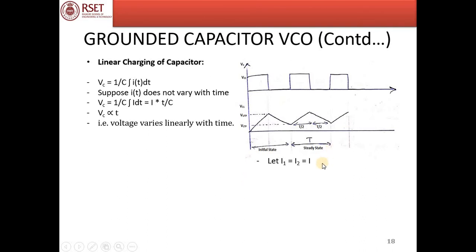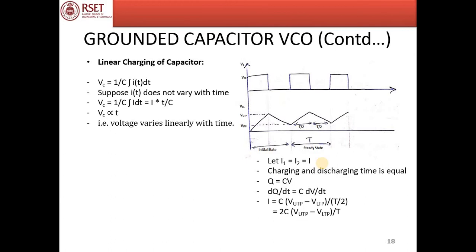So let I1 equal to I2 equal to I. We know the charging and discharging time is equal. For a capacitor, Q is equal to CV. That is dQ by dt equal to C into dV by dt. dQ by dt is I, the current through the capacitor. So I is equal to C into dV by dt. So what is dV by dt for this capacitor? The capacitor varies from VLTP to VUTP, correct? In the steady state. So dV is VUTP minus VLTP, divided by time.